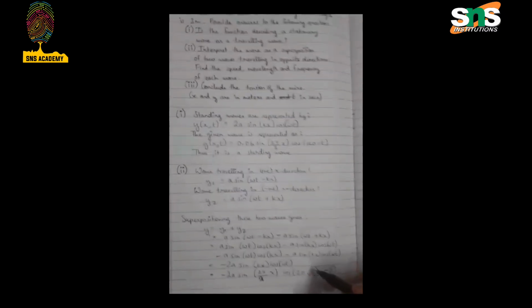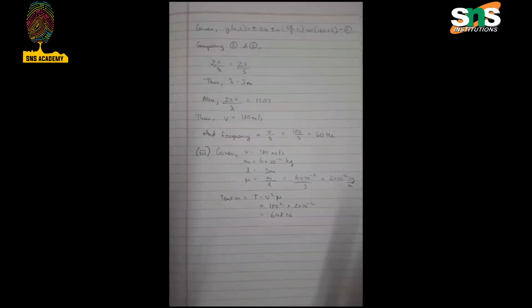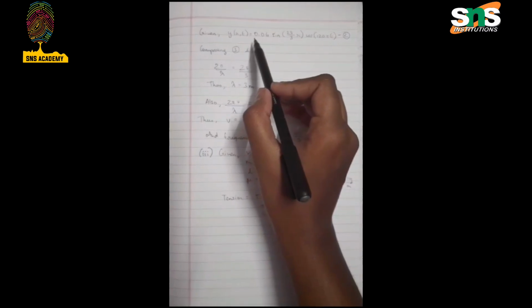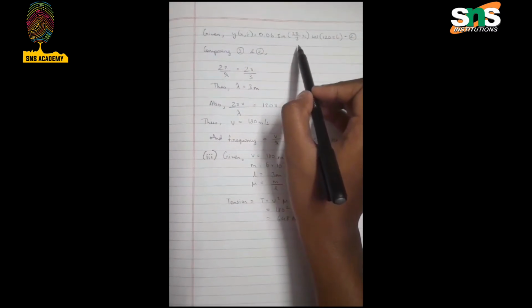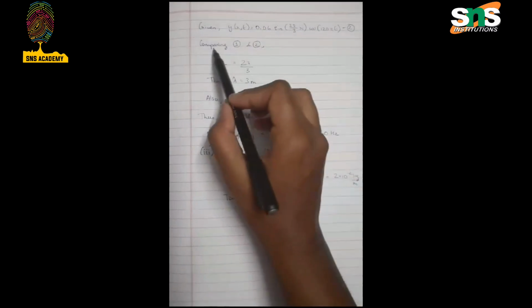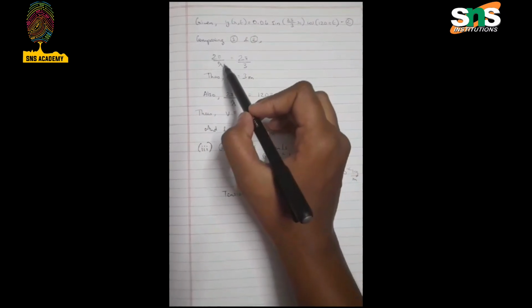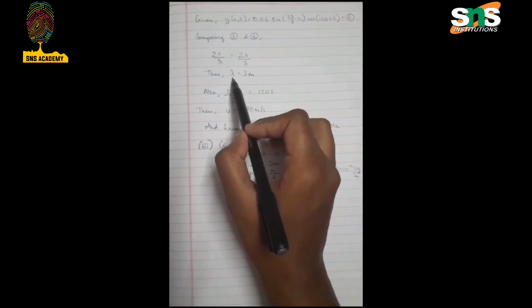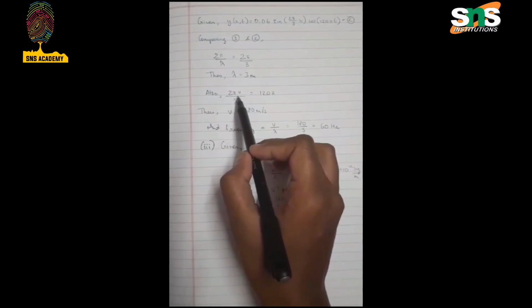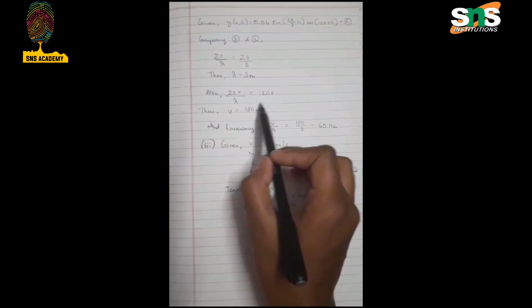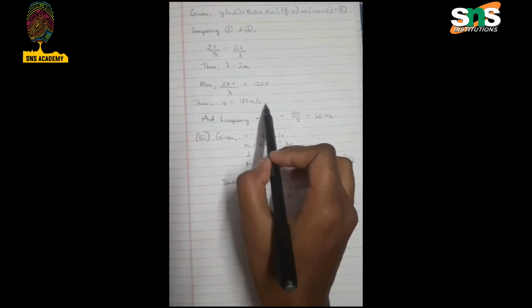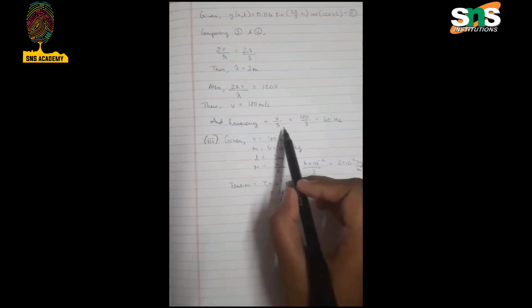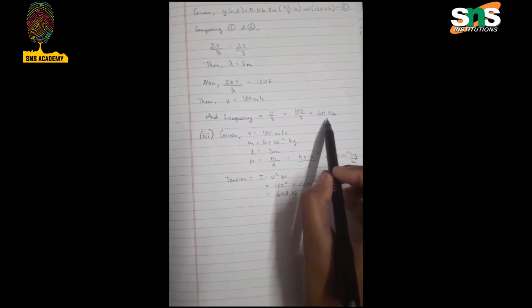Substituting the values, we get minus 2a sine 2 pi by lambda x cos 2 pi velocity t. Given y of x comma t equals 0.06 sine 2 pi by 3x cos 120 pi t. Comparing equations 1 and 2, we get 2 pi by lambda equals 2 pi by 3. Thus, lambda equals 3 meters. Also, 2 pi v by lambda equals 120 pi. Thus, velocity equals 180 meters per second. And frequency equals velocity divided by lambda equals 180 by 3, which is equal to 60 hertz.